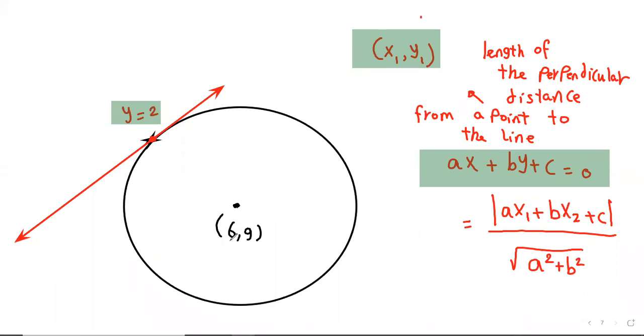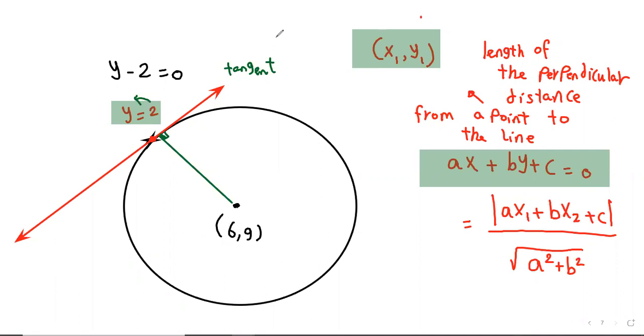So here, this is the point (6, 9), and I want to get the radius here. And the radius is perpendicular to the tangent, because this line is a tangent. So what is the equation of the tangent? The equation of the tangent is y equals 2. I write this equation as something equals 0. Don't write equals 2. So move 2 to the other side. It will be y minus 2 equals 0. This is the equation of this line.